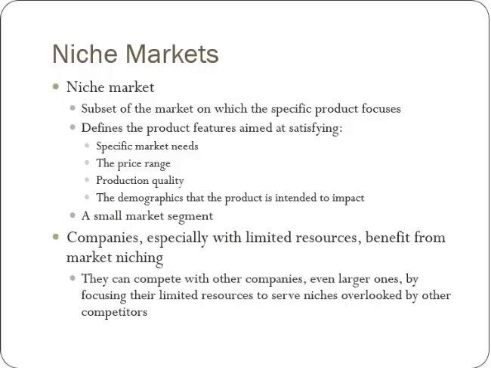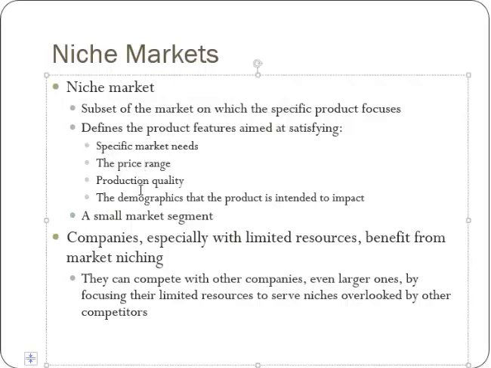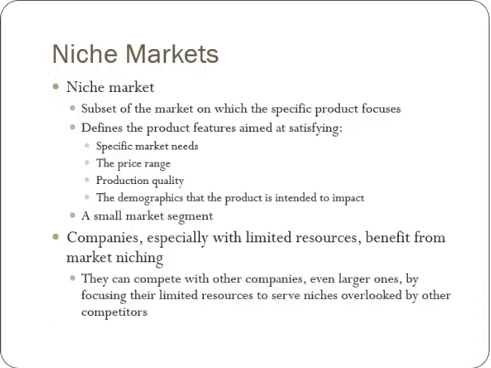You could be selling sports cars, maybe you make $100,000 on each sale you make, or something like that, so you can really do well in that respect. So the niche market defines the features aimed at satisfying a particular market's needs, the price range, production quality, and the demographics that you're intended to impact. You're looking for a small market, and you want to tailor your product exactly for what the niche market is. A particular type of drug that fights a particular type of disease, well, obviously the niche market is the people that have that particular type of disease.